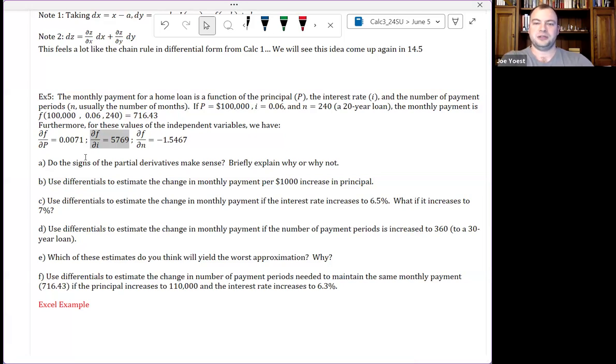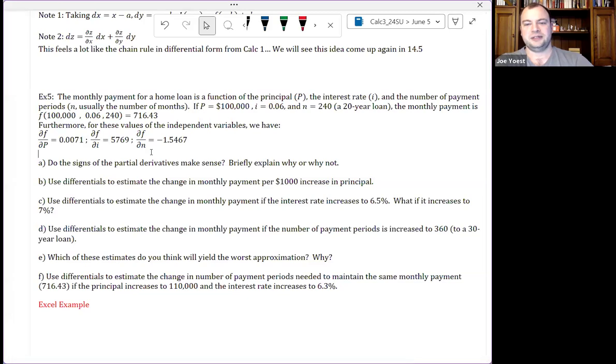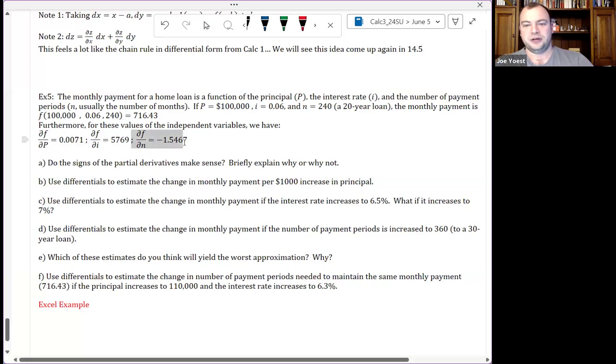That also makes sense. If I increase the number of months that I have to pay off the loan, if it's a longer term loan, if I have more payments to make, then my payment per month should be less, right? If it's a 30-year loan instead of a 20, I should pay less per month because I have a bunch more payments. So if I increase the term of the loan, if I increase n, my payment per month should go down. That makes sense. I have a negative sign on the partial with respect to n, with respect to the term.